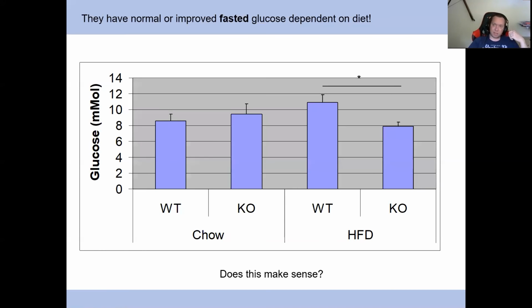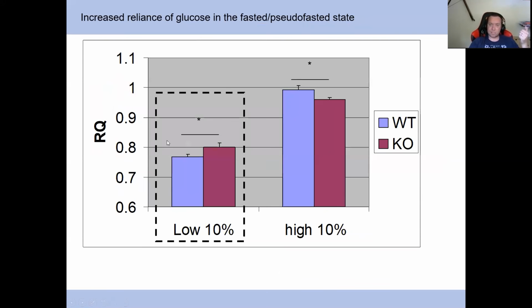But I think if we think about it less from an insulin-as-a-controller-of-blood-glucose-levels model, and more from a metabolic flexibility model, it makes a bit more sense. Because when we look at the low 10% of the respiratory quotient values in these mice, they are higher. They are elevated in mice which are AKT2 knockouts. So they have elevated respiratory quotient, and therefore that suggests they have an inappropriately high glucose utilization in either the pseudo-fasted or fasted states.